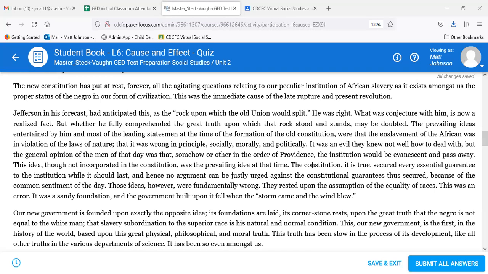The Constitution, it is true, secured every essential guarantee to the institution whilst it should last, and hence no argument can be justly urged against the constitutional guarantees thus secured because of the common sentiment of the day.